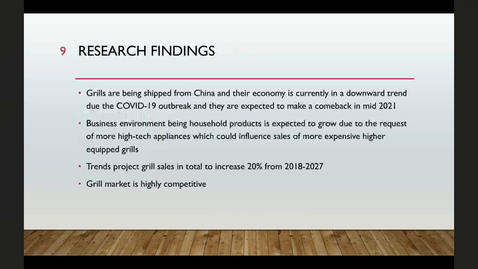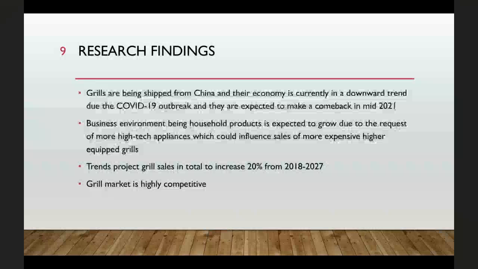As far as our research findings are concerned, we've come to the conclusion that grills are being shipped from China, and their economy is currently on a downward trend due to the COVID-19 outbreak, and they're expected to make a comeback in mid-2021. However, at the end of the day, they're still kind of struggling getting everything situated, which is causing slower shipment than usual.